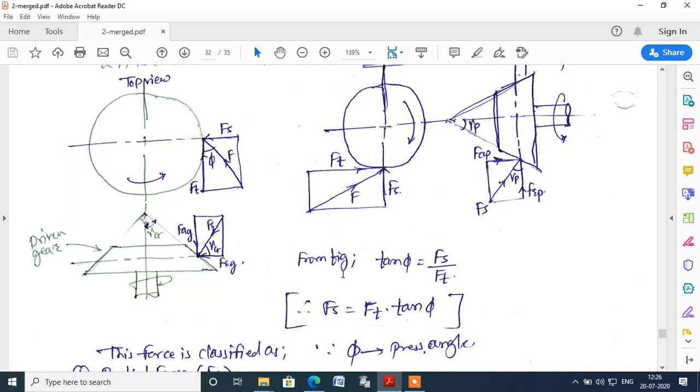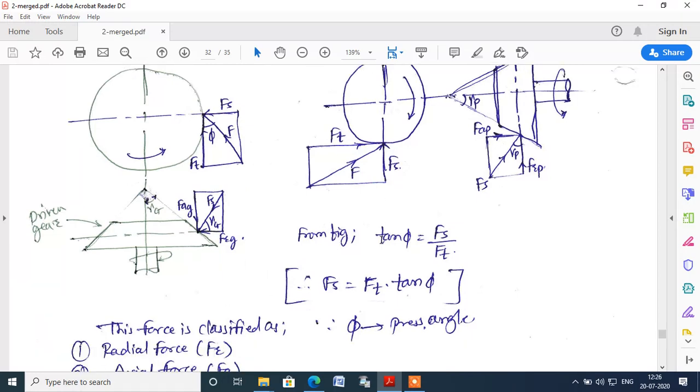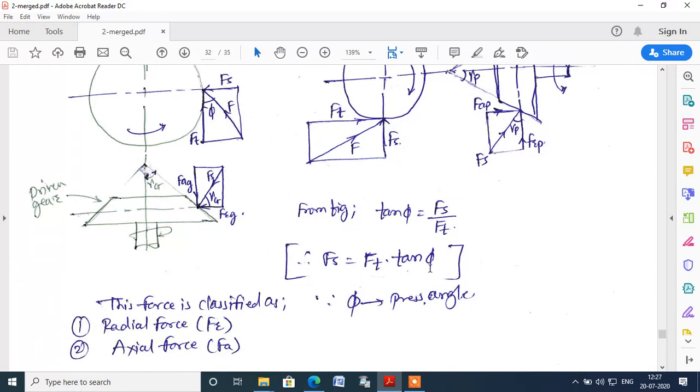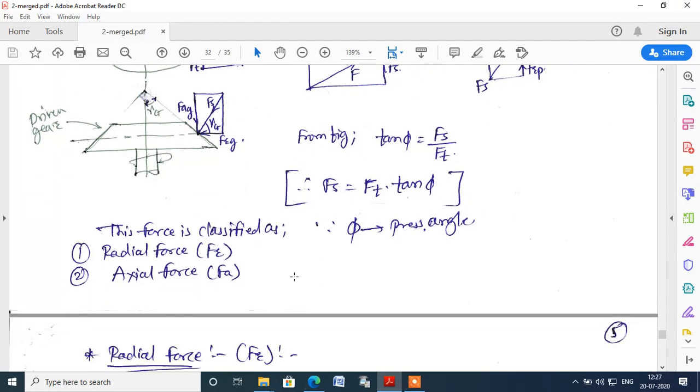Now from the figure we can say that tan phi is equal to Fs upon Ft. Therefore Fs is equal to Ft into tan phi. So the separating force Fs can be calculated by using this equation, Ft into tan phi, where phi is the pressure angle.